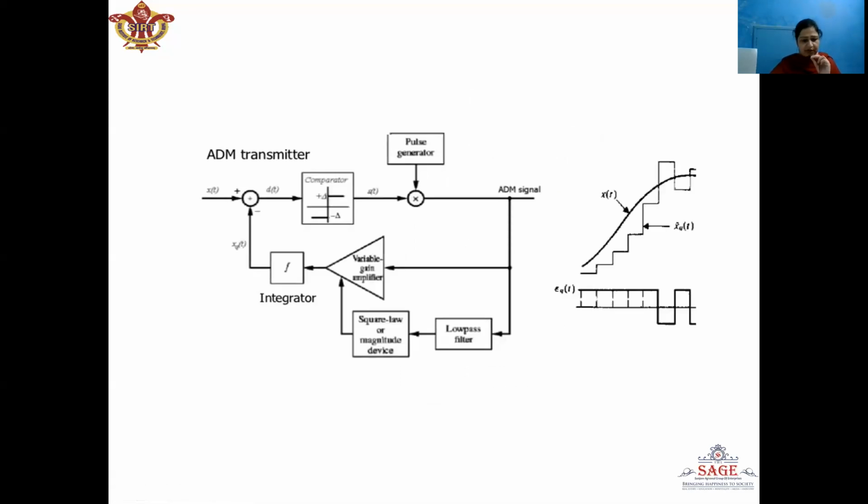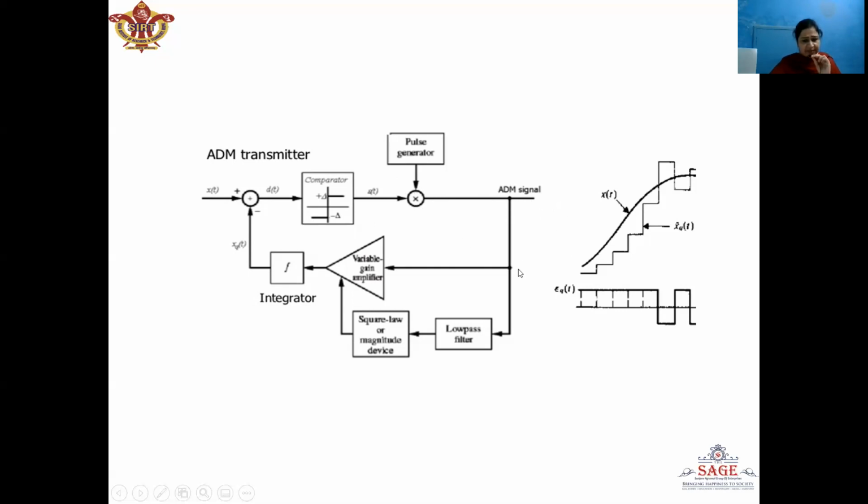So this is the basic block diagram of the ADM transmitter. Here we can see the sampled input is compared with the approximated signal, and the error signal, which is the difference of the two signals, is generated. Then it is given to the comparator or quantizer, which will quantize it to the nearest integer value. Now here we have a pulse generator, which will generate the train of pulses. Now the quantized error signal is multiplied with the output of the pulse generator, which is the series of pulses. Now the ADM signal is generated.